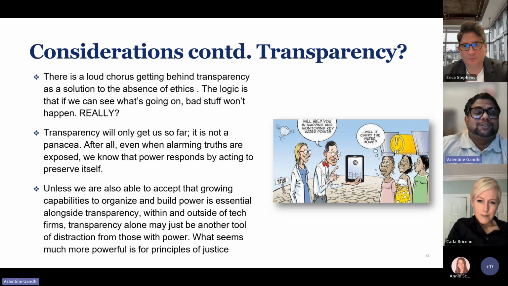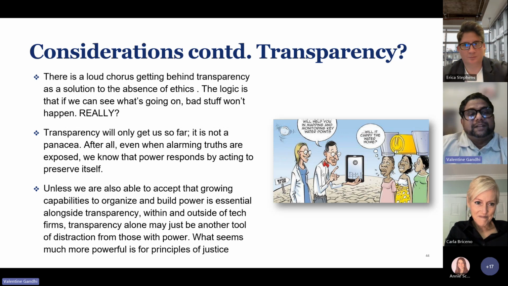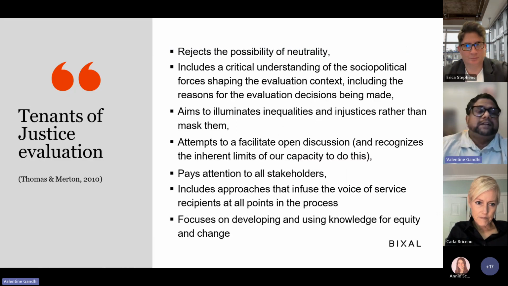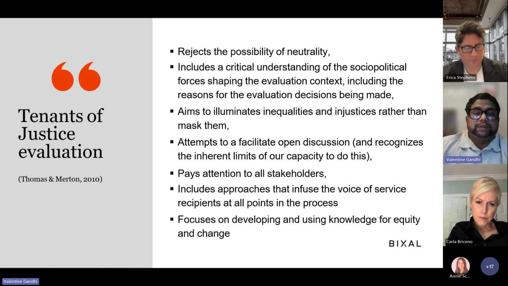You can create a tech to, say, monitor the water points, but it's still not going to carry the water home. So transparency is basically the advantages of using the tenets of justice that Thomas and Merton said in 2010: reject the possibility of neutrality, create a critical understanding of socio-political forces, aim to eliminate inequalities, and so on. So I'm not going to read through it. You can have a look at it.